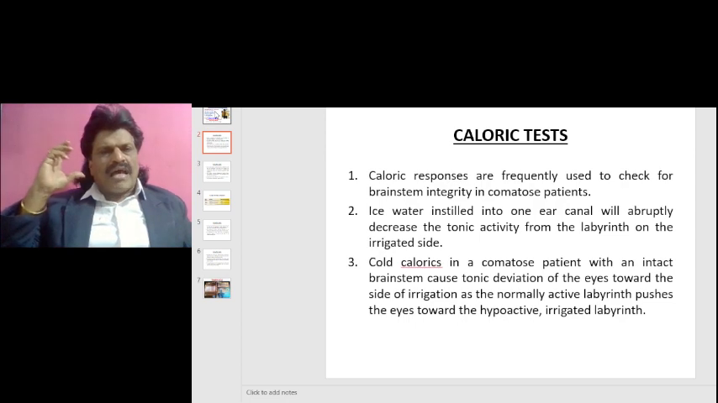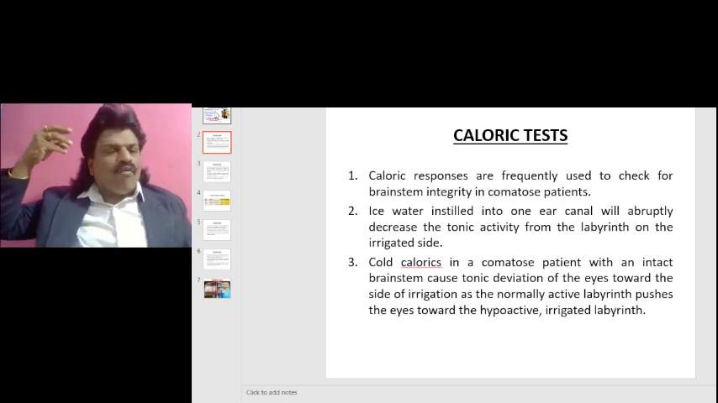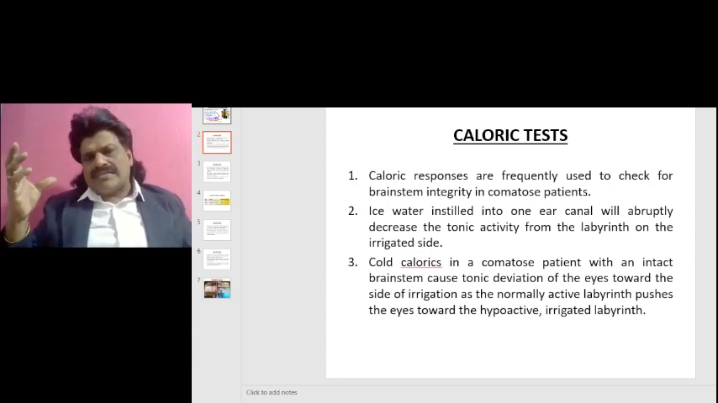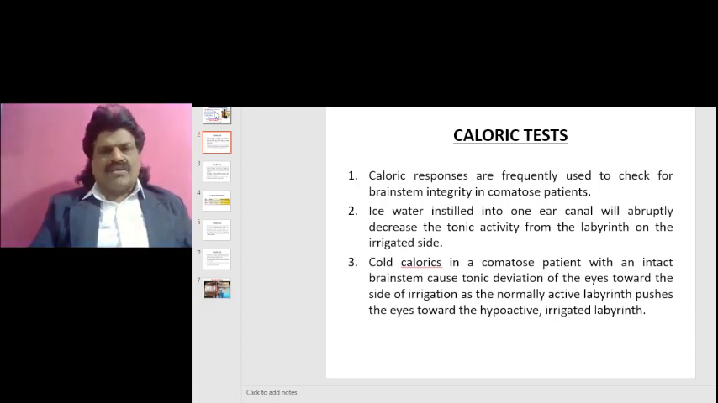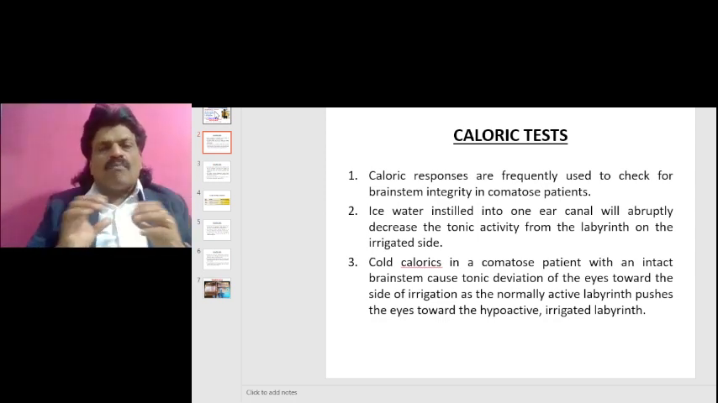So the normal labyrinth can be stimulated in two ways. One, turning the head towards the side of the labyrinth, or pouring warm water. When we put warm water, or when we stimulate the labyrinth by turning to one side, the eyes are deviated to the opposite side. So the normally functioning intact labyrinth, when it is stimulated, pushes the eyes towards the opposite side. That is a normal response. It acts through the PPRF.